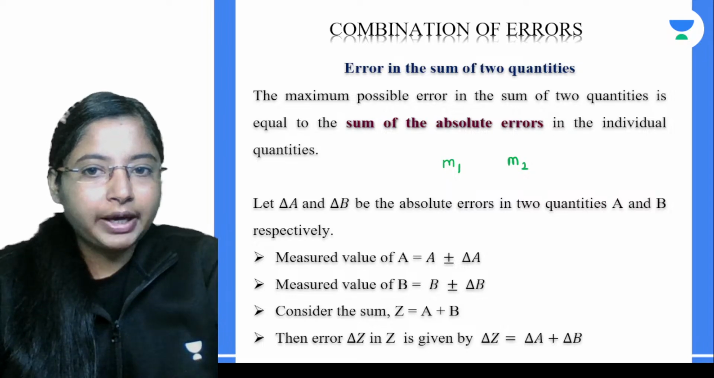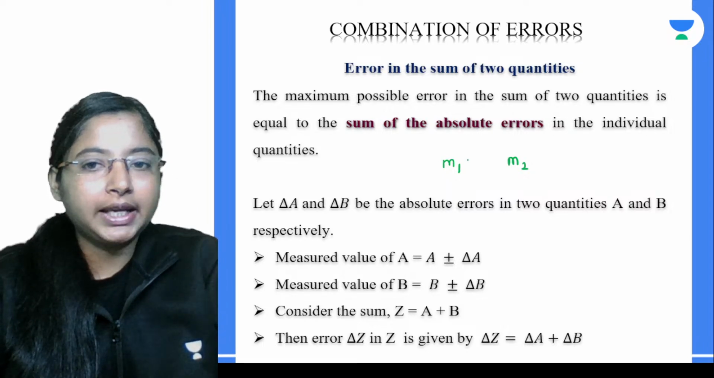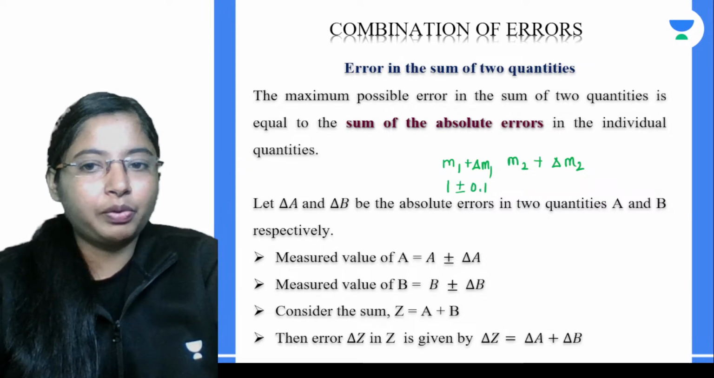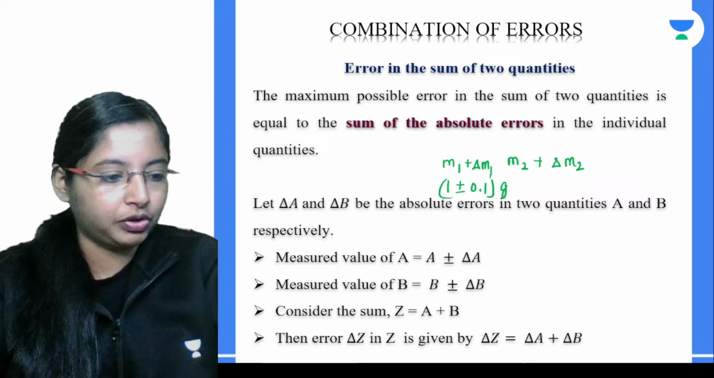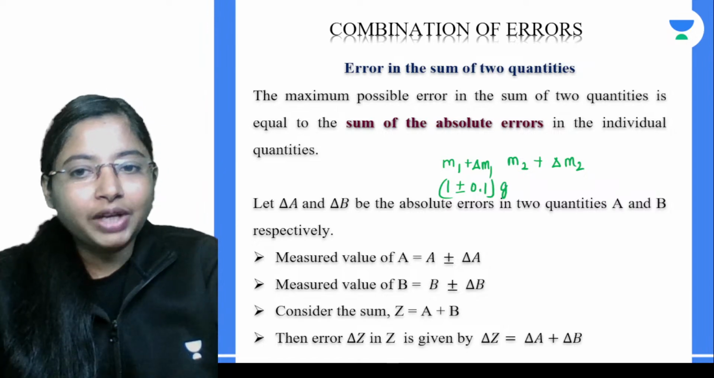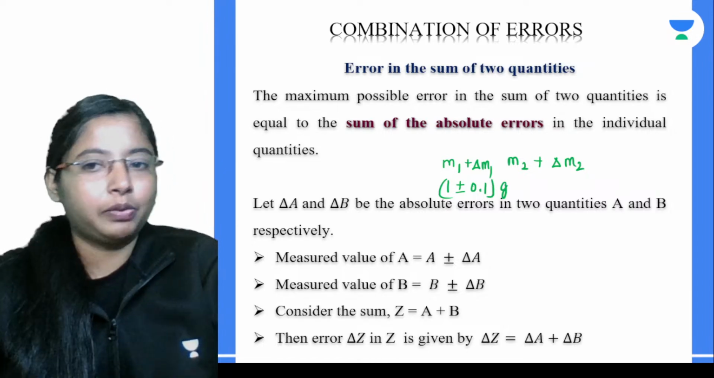Now M1 could have an error, which I can express as delta M1, and M2 can have an error which I can express as delta M2. For example, M1 could be 1 gram plus or minus 0.1 grams. This could be the error. So when you took M1, that particular quantity, it could be somewhere around 0.9 to 1.1.